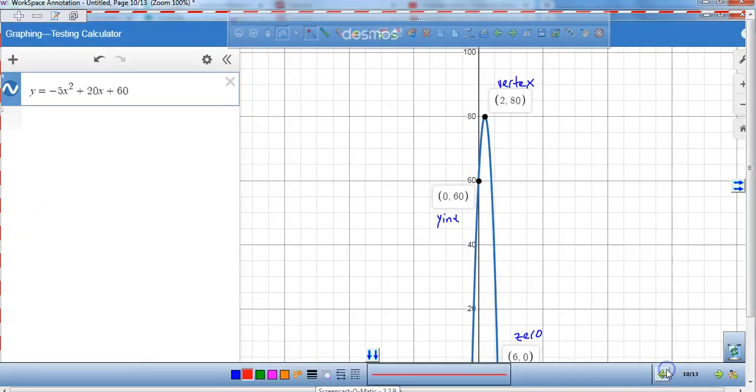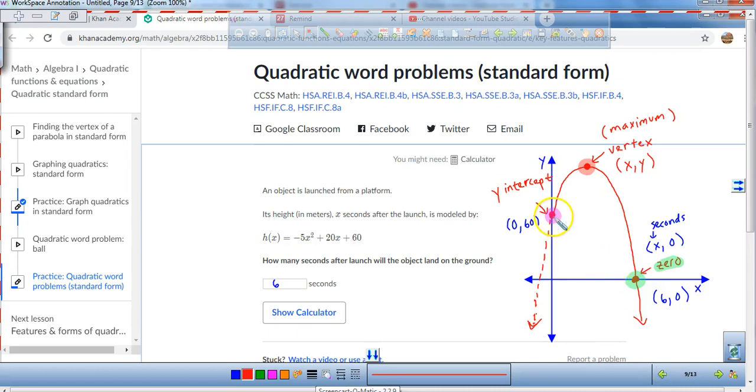All right, so quick review. Make sure you know that it's either asking about the y-intercept, the vertex, or the zero. Good luck when you're answering these questions. Make sure you read the question carefully before you decide to type in an answer.